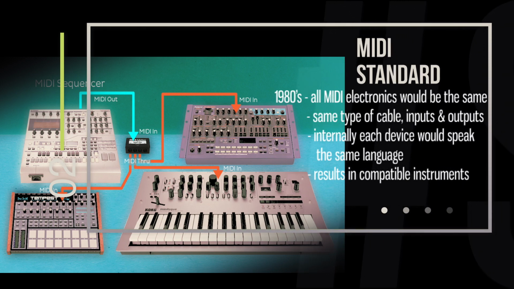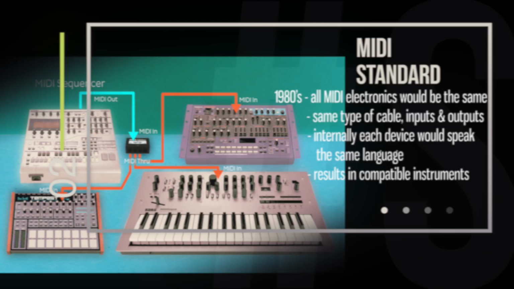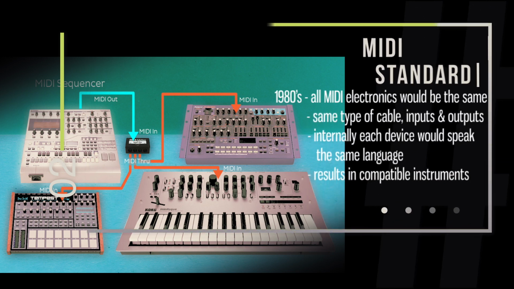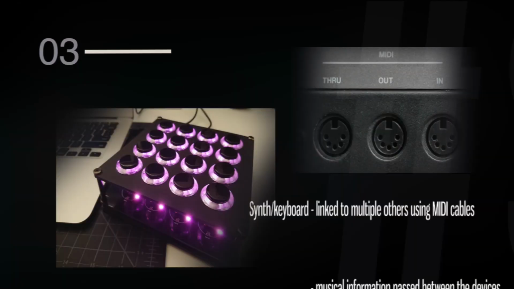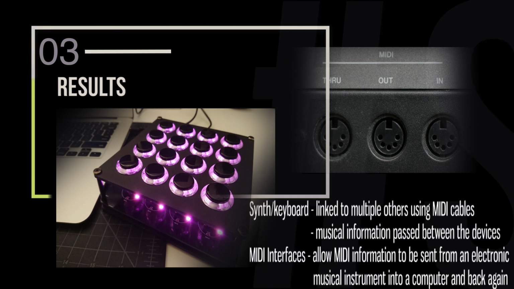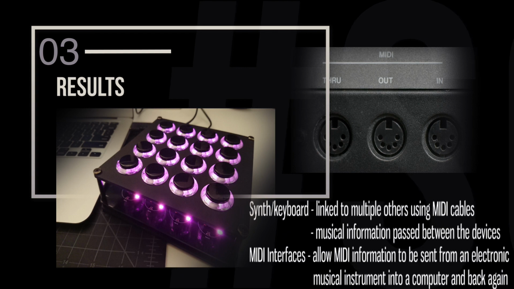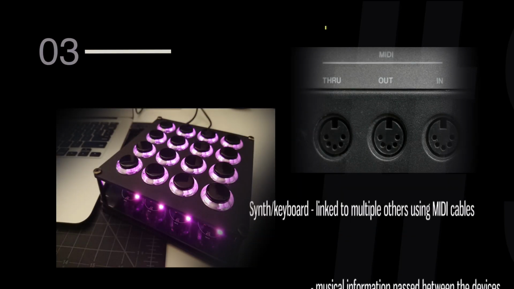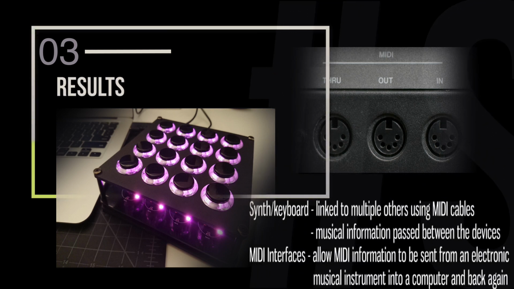With the synths and the keyboards, it's now possible to link multiples together using MIDI cables, and the new protocol passes musical information back and forth between connected machines. It's a new computer language that these synthesizers are talking to each other with so that they can communicate musical information. MIDI interfaces are what allow the MIDI information to be passed between MIDI-enabled musical instruments and computers in both directions. This is the communication device, the hardware device that allows this communication.